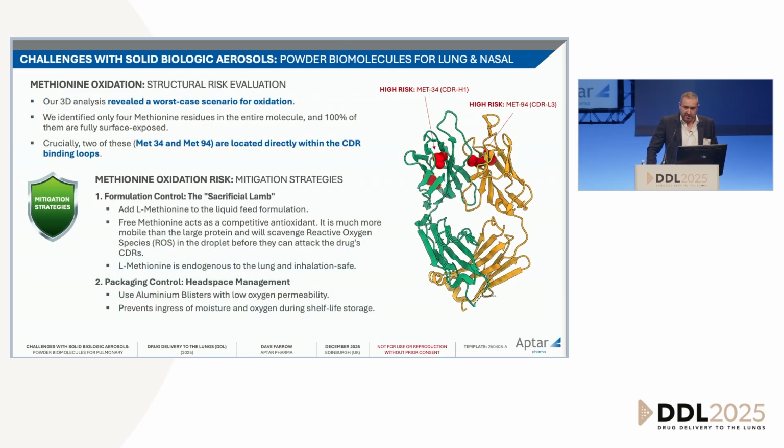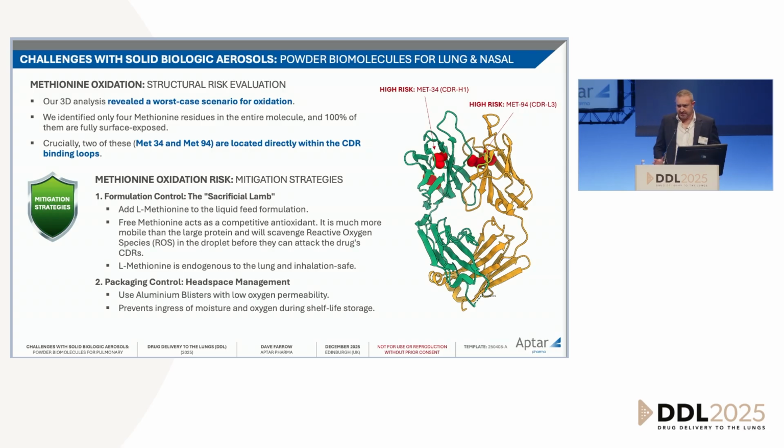So what can we do about that? So again, all in silico, we haven't gone into the lab yet. We know that we need to think about antioxidants as a strategy for this particular modality. But, as a starter for 10, adding more L-methionine into the formulation in order to act as a sacrificial lamb, ensure that those reactive oxygen species interact with those residues as opposed to the actual biological modality, is a brilliant way to do it. And again, L-methionine's endogenous to the lung, so again, nice, safe strategy.